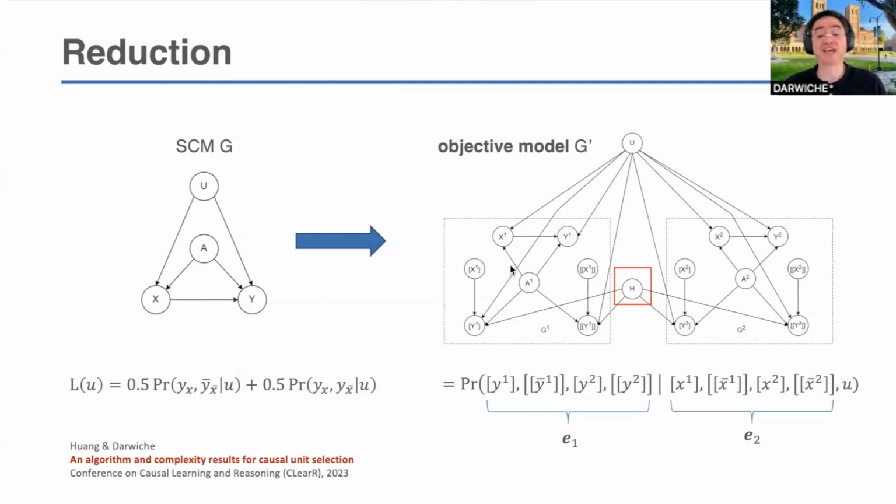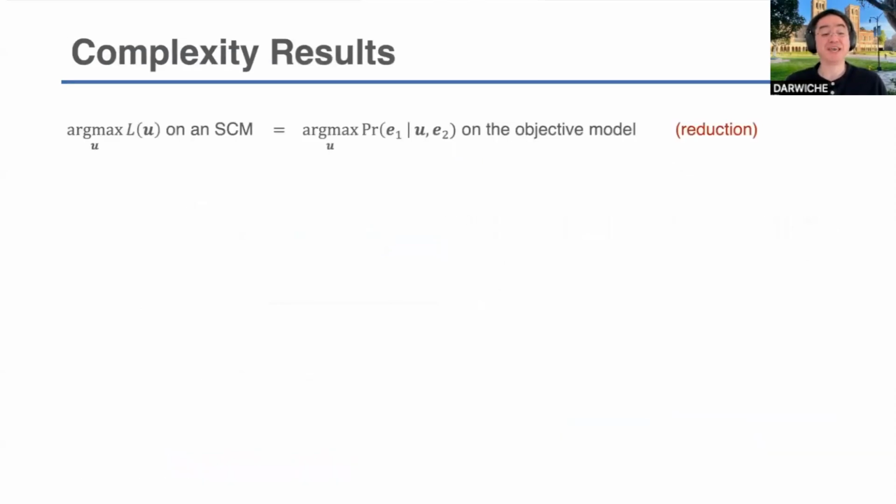This is large. If you have 10 components, you're going to have 10 of these. But even though this looks like a nasty expression, it has a very specific structure. It has an observational event given an observational event, comma, the unit variables. So more generally, what we were able to do is to solve this optimization problem, that is, to find the units that optimize the value of this causal objective function. You can solve this problem by finding the units that optimize this associational probability, but on the objective model.